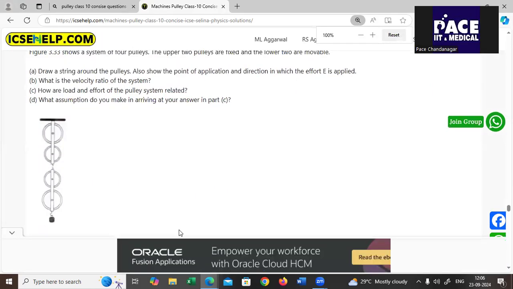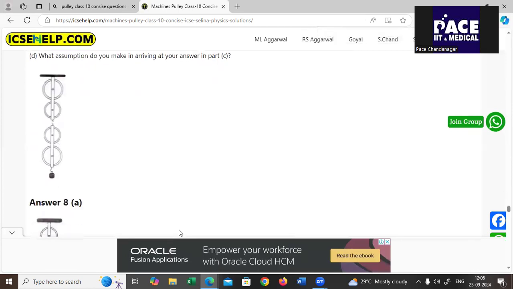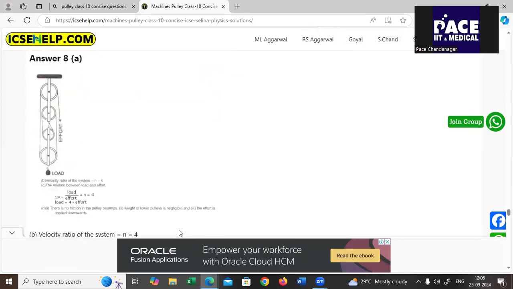Next, draw a string around the pulleys. That you can draw, I guess. So effort will be pulled out, and then from the effort, you apply this chain rule like this: chain, chain, chain, chain, and go on like this. So how many tensions? Tension, tension, tension, tension. All these four tensions are your load, and the effort wire as you're pulling down, that tension will be in the upward direction only. Effort is in the downward direction, tension in the upward direction.